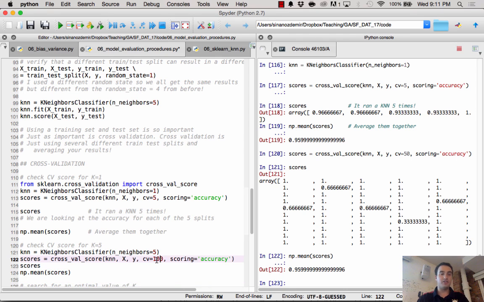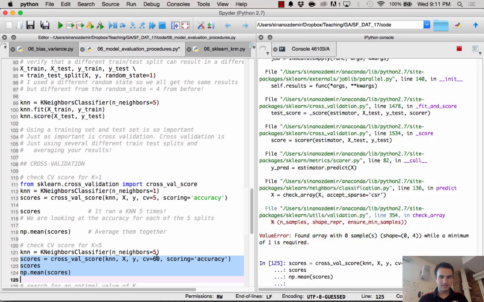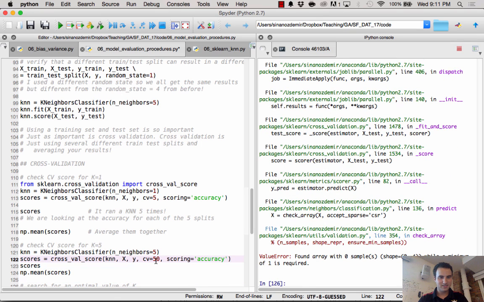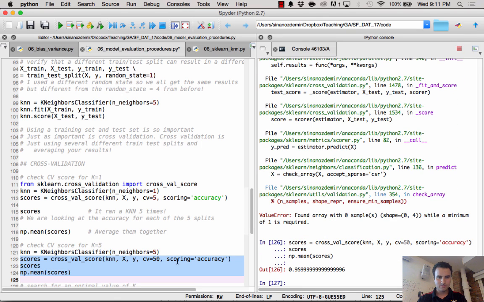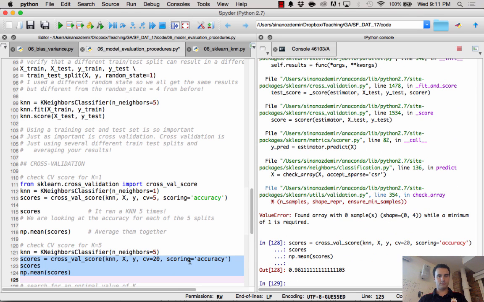Let's try 100. Whew, I can't do that. 80. That was strange. I guess I've never tried to do it that high before. Alright, I'll try another number though. Here's 20 times and I actually get a better score.